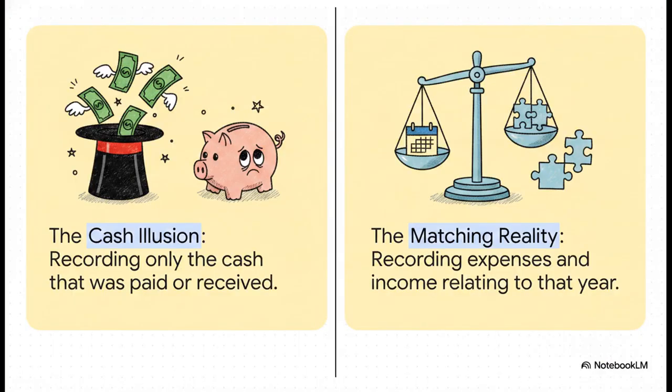There is a stark contrast between illusion and reality here. What I like to call the cash illusion is what happens if you only record exactly what cash was paid or received during the year. But doing this, it creates a highly distorted view. You might look absolutely broke when you're actually highly profitable. We have to use the matching reality instead. This principle dictates that only expenses and income relating to a specific financial year should be included to arrive at the correct profit or loss. They must match the period in which they were incurred or earned, regardless of what the cash flow looks like.